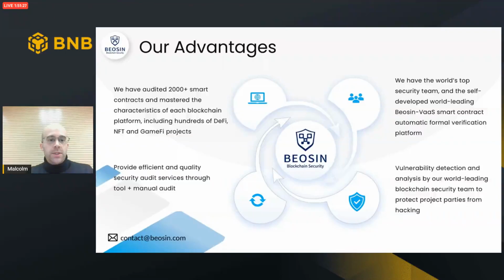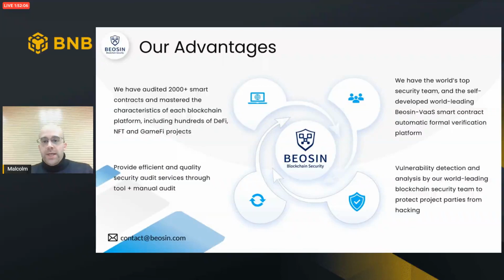And once more, to go back to our advantages and why we are so good at providing security for our clients. As mentioned at the beginning of the presentation, we have secured digital assets worth more than 10 billion USD. So that's something that we should be proud of, I believe. We have audited more than 2,000 smart contracts, in all kinds of different characteristics, for example, decentralized finance, NFTs, GameFi projects.